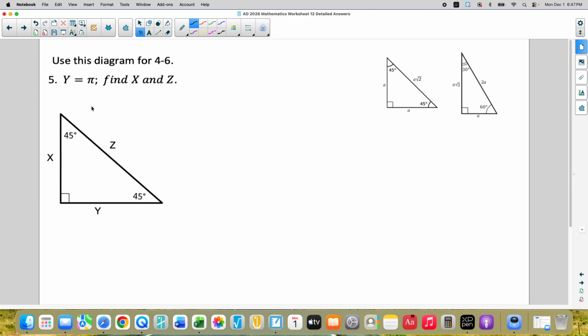Now it tells you y equals pi. So x is going to equal pi, and z is going to equal pi rad 2. These are nice and easy.